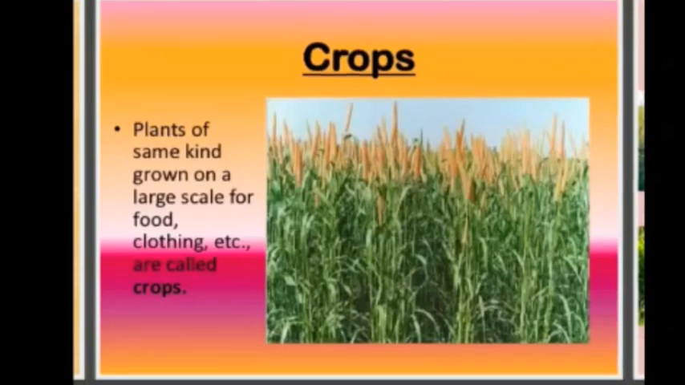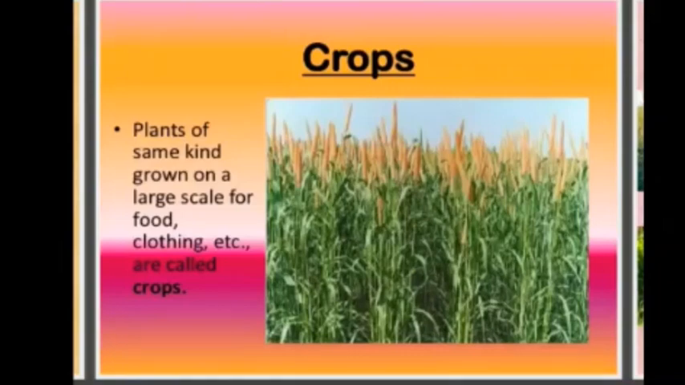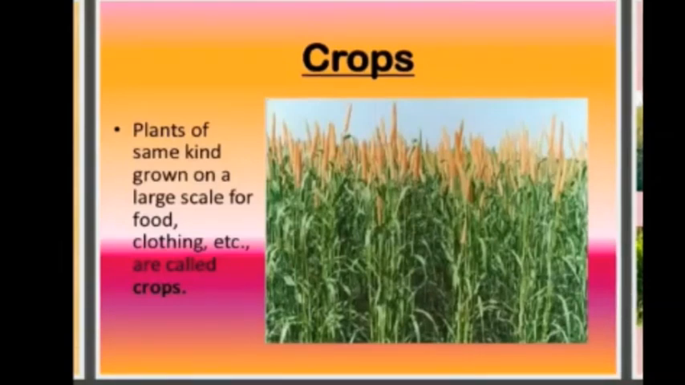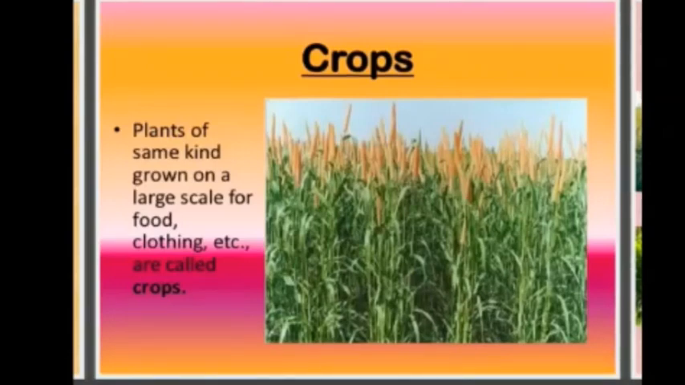So, write down the definition of crops. Plants of the same kind grown on a large scale for food, clothing, etc. are called crops. I repeat, plants of the same kind grown on a large scale for food, clothing, etc. are called crops.